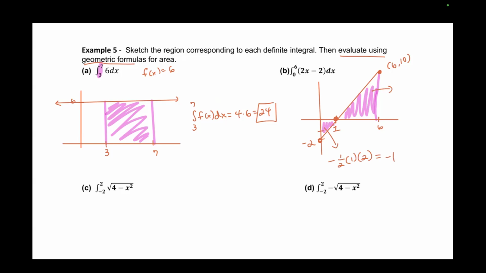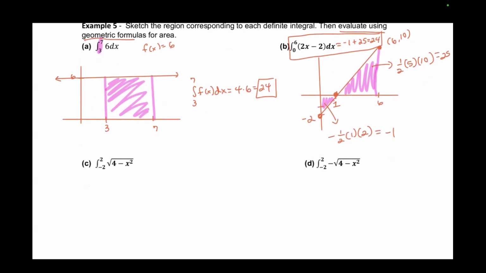This area, 1/2. The width is 5. The height is 10. It's above the x-axis, so I count the area as positive. So that would be 25. So that's just going to be, if I can squeeze it in here, -1 plus 25 equals 24. So there's my answer, 24.